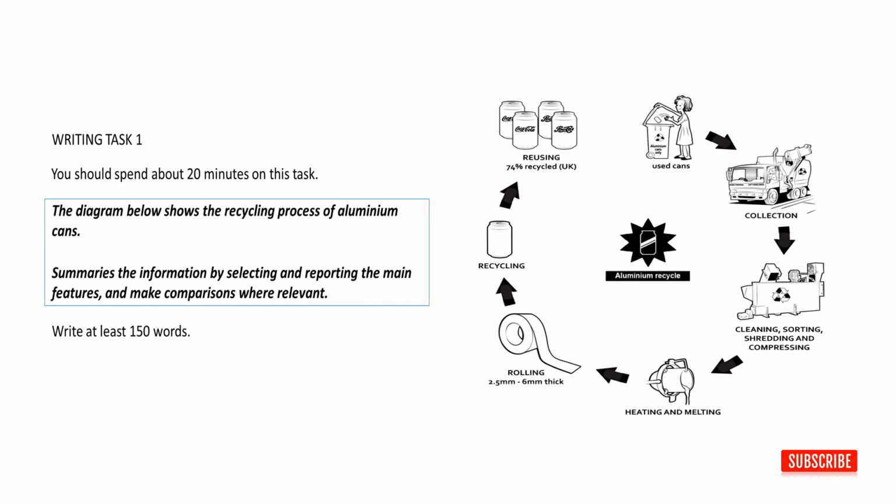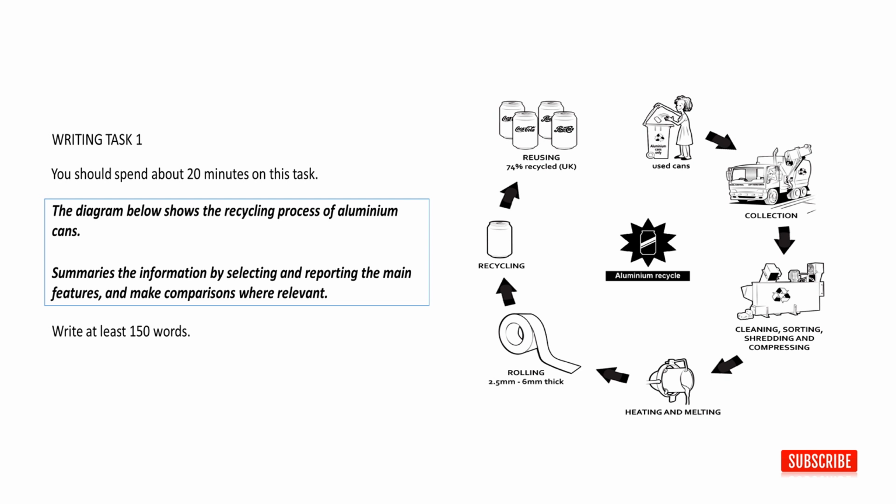Here is how a writing Task 1 question may look like. Let's look at the question card. It says that the diagram below shows the recycling process of aluminium cans. If you get a process diagram, like this one, the first thing you need to do is to find the beginning and the end of the process. In this case, it starts from the top and turns clockwise.